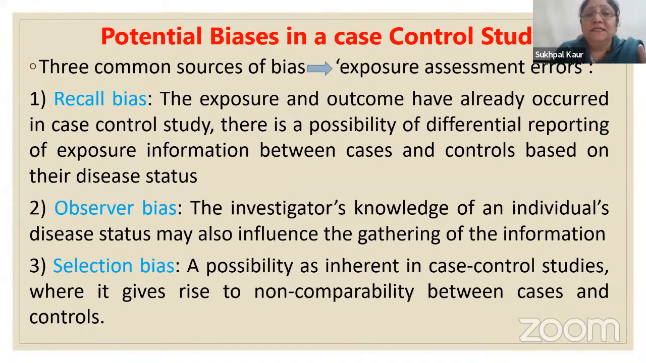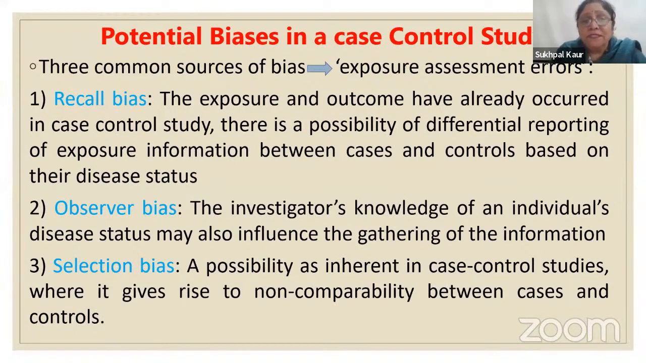The three common biases which lead to exposure assessment errors include the recall bias, the observer bias, or the selection bias. What is the recall bias? Basically, the exposure and outcome have already occurred in the case control study. So there is a possibility of differential reporting of exposure information between the cases and controls based on their disease status, because we are asking for background information. The person may or may not remember. So that could be one of the biases.